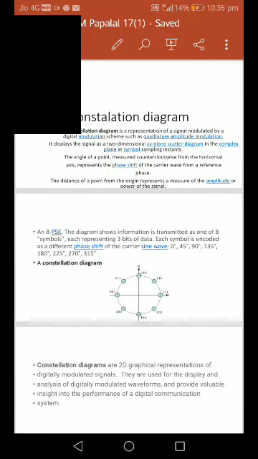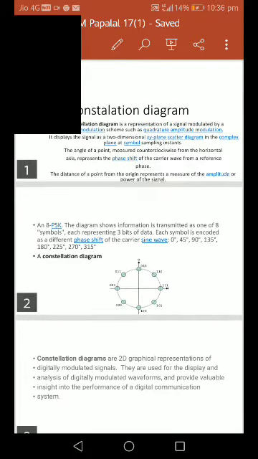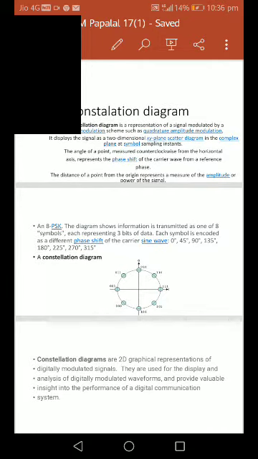Constellation diagram. A constellation diagram represents the binary representation of a signal modulated by digital modulation schemes such as quadrature amplitude modulation. It displays the signal as two-dimensional waves on the xy plane, scattering the diagram.